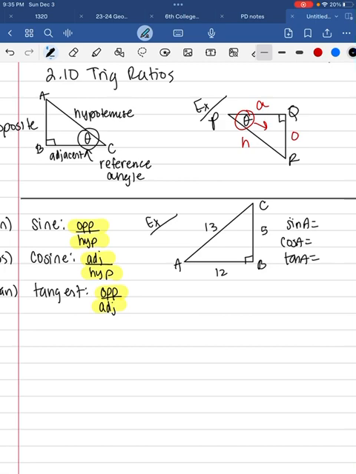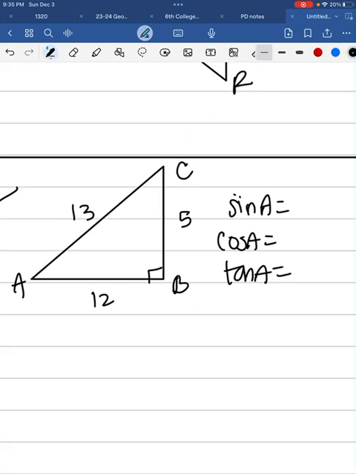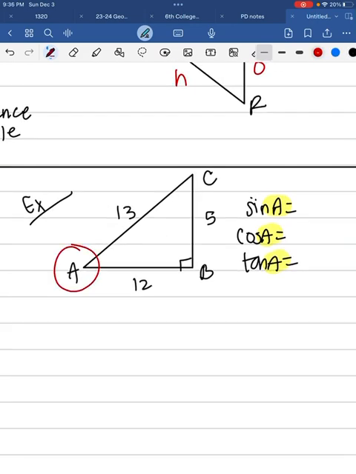But the problem tells you what your reference angle is. Since we want to find sine of A, cosine of A, tangent of A, that means that A is our reference angle. Now we're going to label the sides according to A. Our hypotenuse is the one opposite from the right angle, our longest side. Remember, the adjacent side touches your reference angle, so our adjacent side here will be the 12. And your opposite is opposite from your reference angle. That side does not touch A.